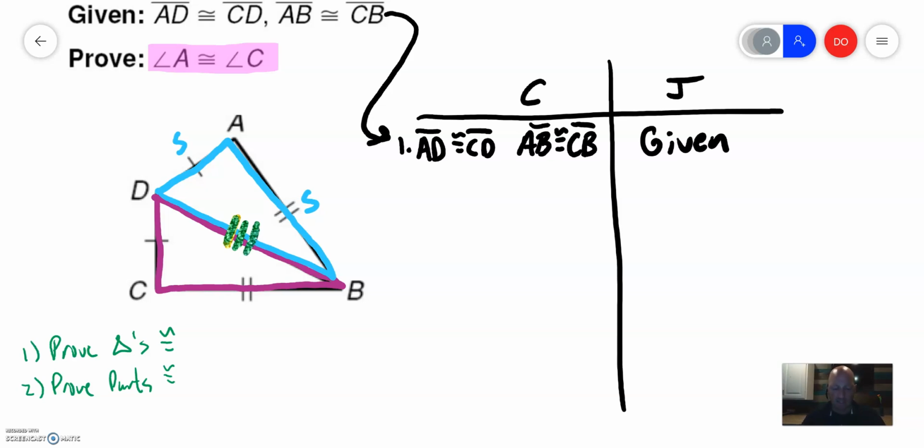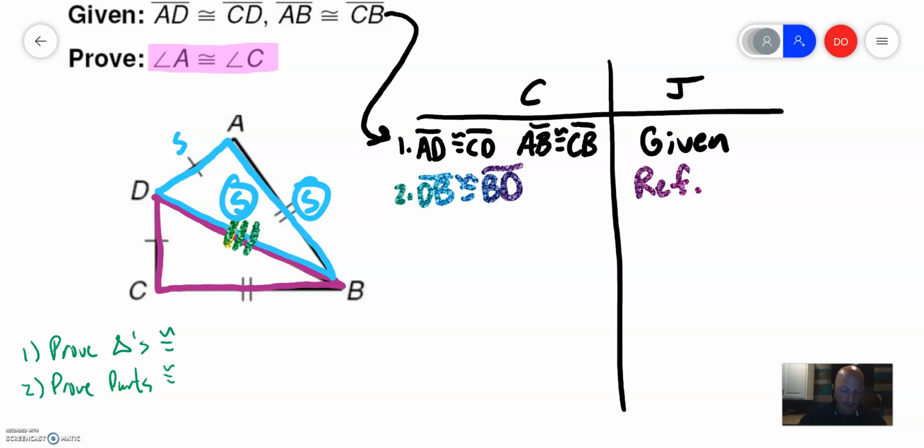So I have segment DB, which is congruent to itself. DB is congruent to BD, and the justification, this is a frequent one, we've seen this a lot, it's the same segment, therefore it'd be reflexive property of congruency proves that that segment's congruent to itself. Now I have three pairs of sides, and notice how I've satisfied one of the justifications for proving triangles are congruent, side, side, side. So now I can say those two triangles are congruent.